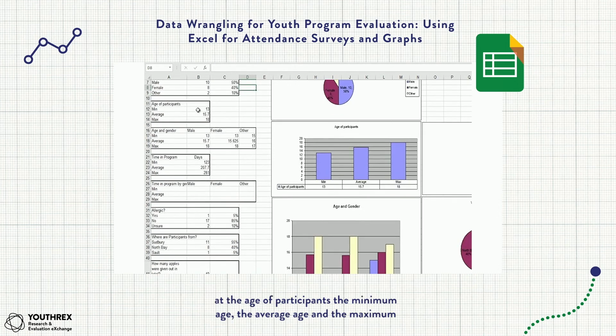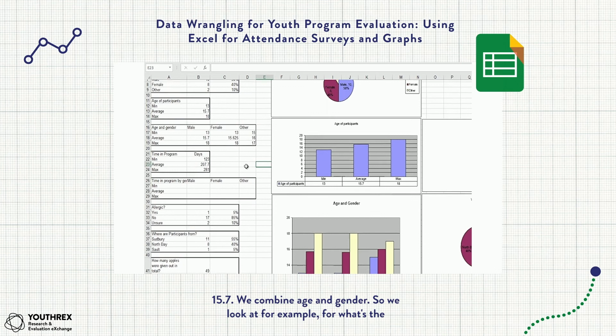We look at the age of participants, the minimum age, the average age, and the maximum age. So we highlighted the range and we put in min to get the minimum, average to get the average, and max to get the maximum age. So the oldest person in our program is 18, the youngest is 13, and the average age is 15.7.